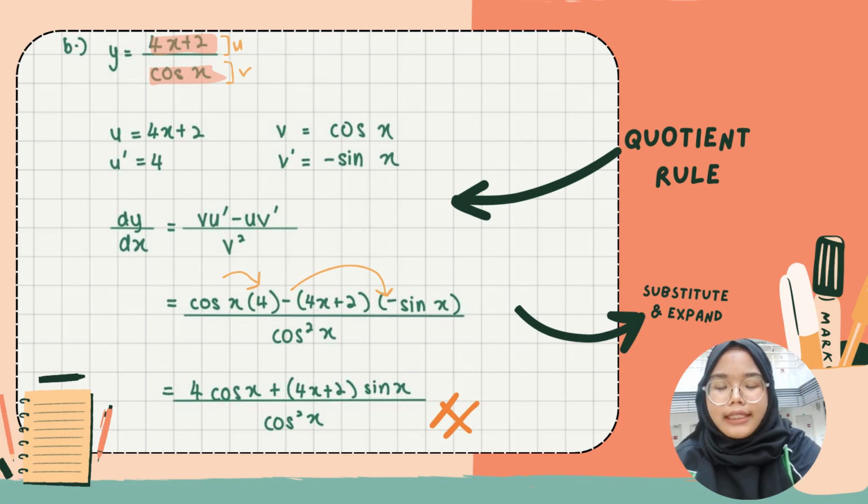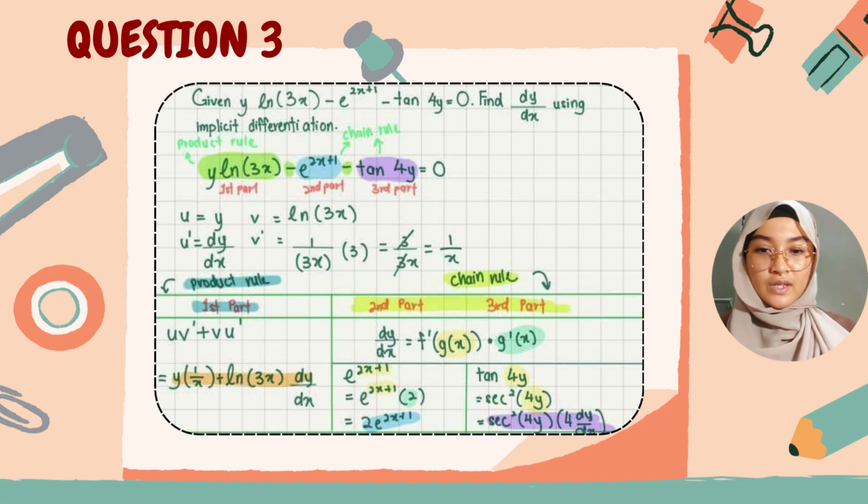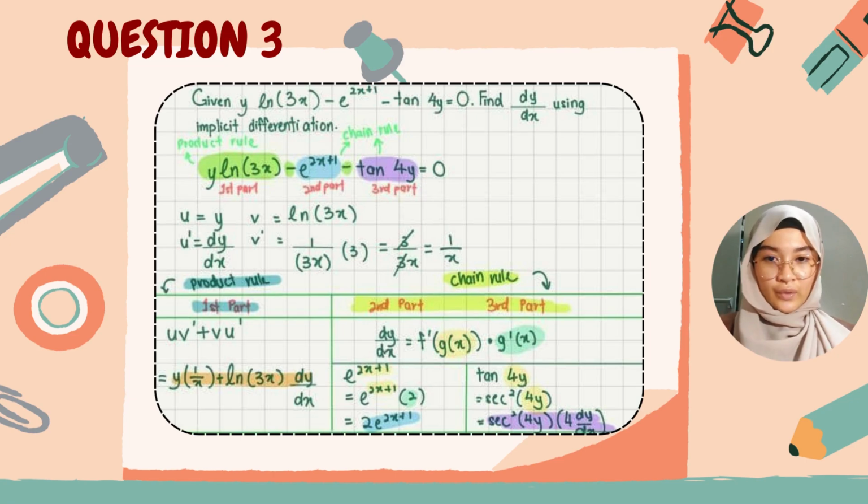by cos squared x. So for question 3, we are given y ln 3x minus e to the power of 2x plus 1 minus 10 y equals 0. So we need to find dy dx using implicit differentiation. As you can see, I broke the equation into 3 parts, which are y ln 3x, highlighted in green, e to the power of 2x plus 1, highlighted in blue, and the 10y, highlighted in green.